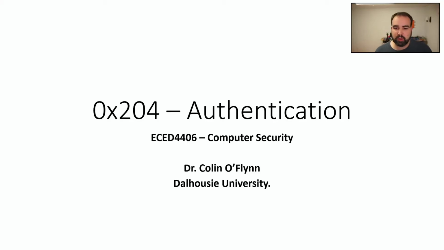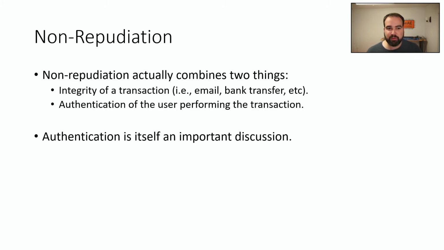Okay, so the final thing we'll look at on the basic side is what authentication is providing for us. So I mentioned before in the overall list non-repudiation, right? So non-repudiation actually combines two things at once. It combines the integrity of the transaction. So we talked about how we can validate the integrity of something, right? We were looking at files, but we can validate the integrity of any chunk of data with those methods. But we also need to authenticate the user that was performing the transaction.